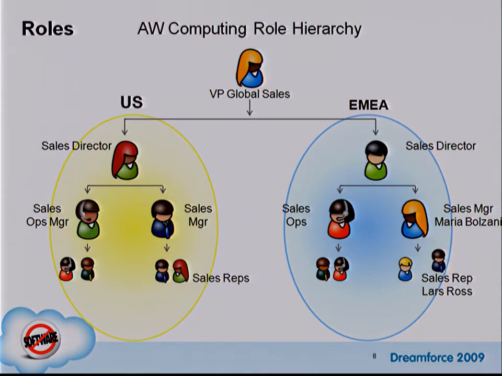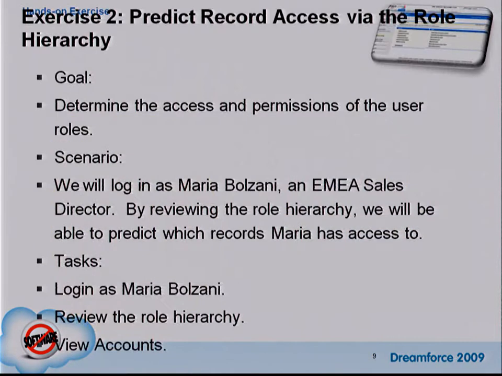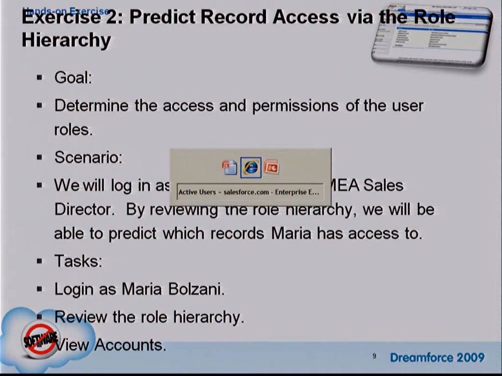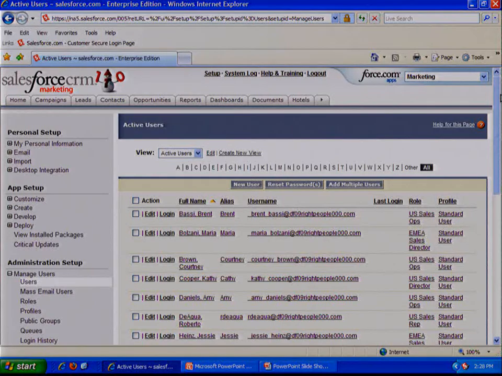So now that we understand how role hierarchy works, let's actually go into the org and predict what information a manager will be able to see. So we're going to go in and take a look at our role hierarchy. We're going to see how it's structured. And then we're going to log in as the EMEA Sales Director. And now that we understand how the role hierarchy works, we'll predict that the EMEA Sales Director can see all of her subordinates' information. Okay, so let's go in and take a look at roles and role hierarchy.